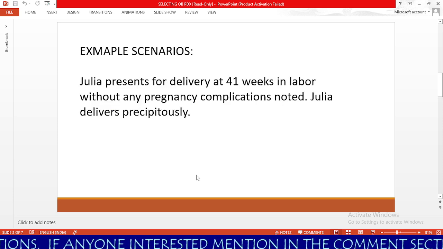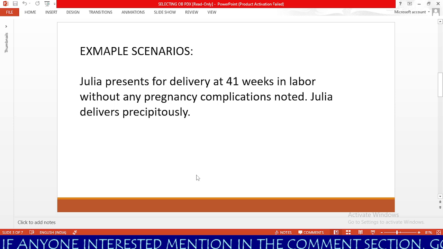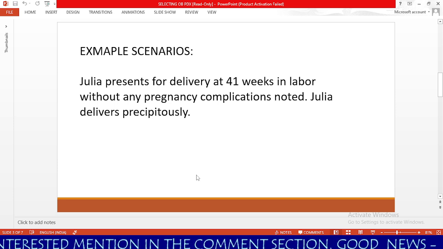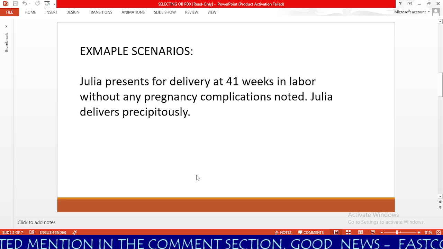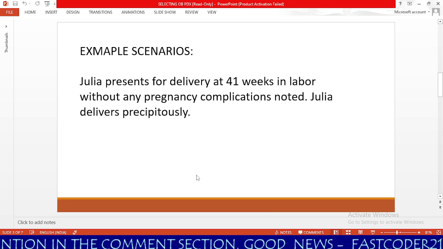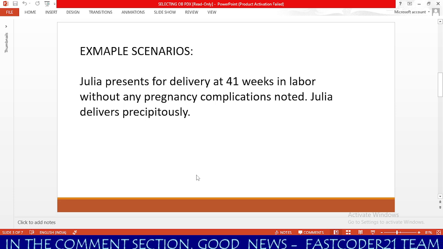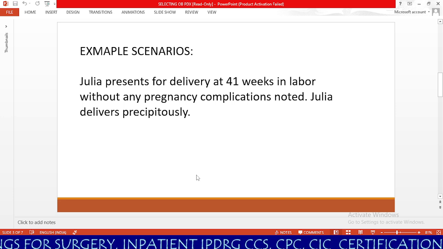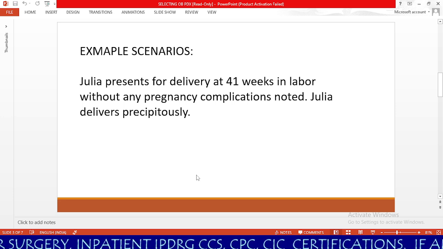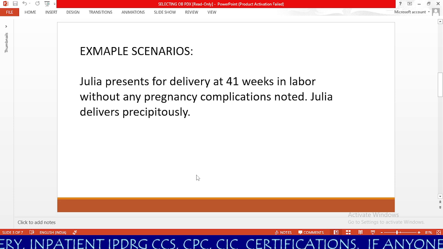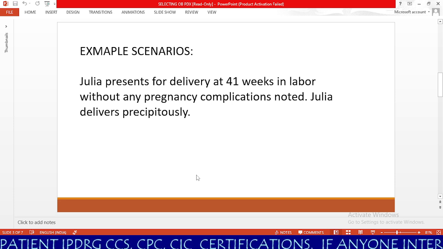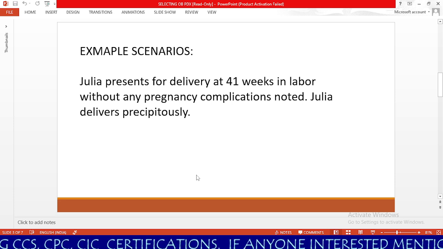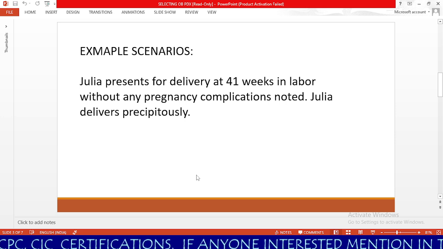Next, we will check a few example scenarios. Julia presents for delivery at 41 weeks in labor without any pregnancy complications noted. Julia delivers precipitously. So here we need to check which is the PDX. Here I will explain how to select the PDX in this scenario. In this scenario, we need to code two codes. The PDX will be post-term pregnancy. As per ICD-10 guidelines, after 40 weeks of pregnancy, we need to code it as post-term pregnancy.